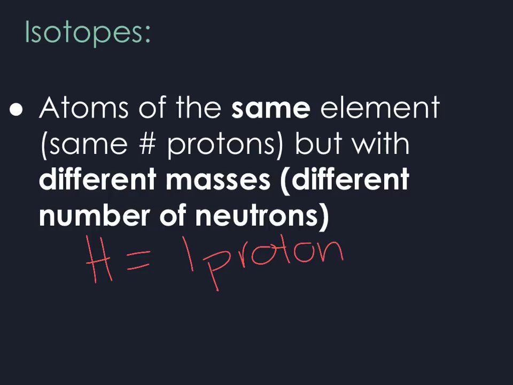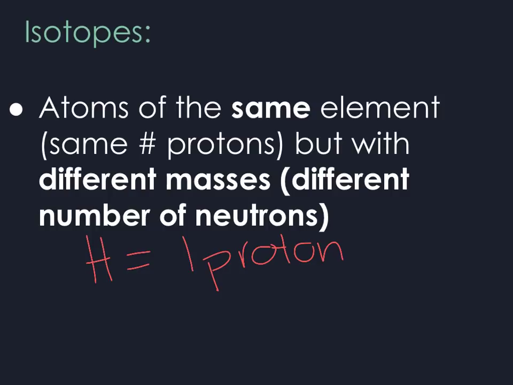Always. For it to be a hydrogen atom, it has to have 1 proton. That's really how these elements are defined, by their number of protons. If you change the number of protons, you change the element. If this had 2 protons, it would be helium instead of hydrogen.